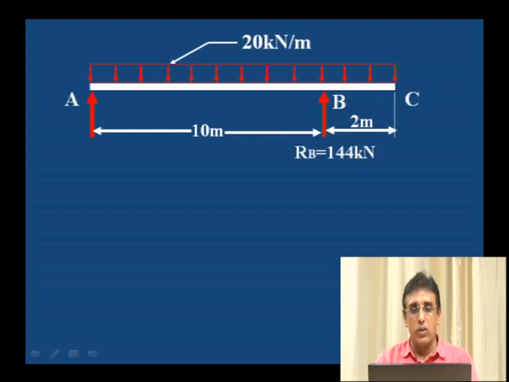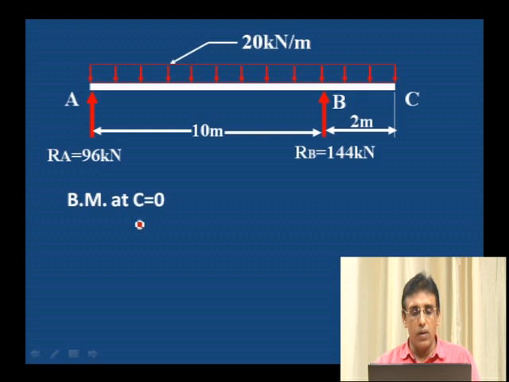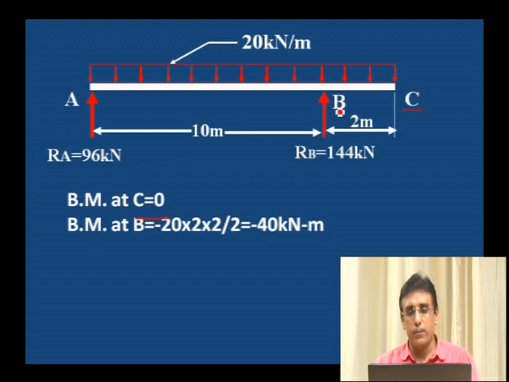Next, the bending moment at C is 0. Bending moment at B: taking the right portion of the load, it is only a distance of 2 meters. 20 into 2 is the load, and 2 divided by 2, since it acts at the center of BC, that is 1 meter from B. This is the moment about B, and it is a minus value because it is a clockwise movement.